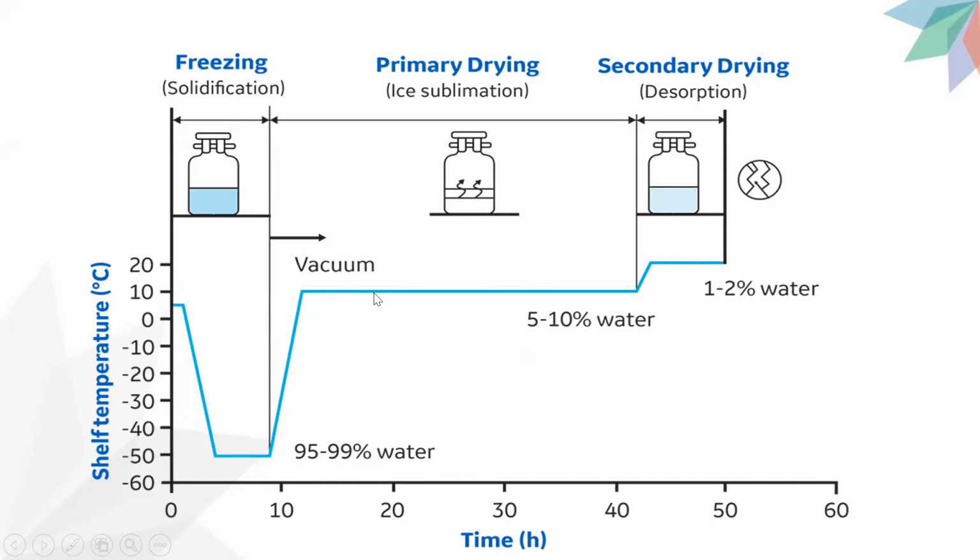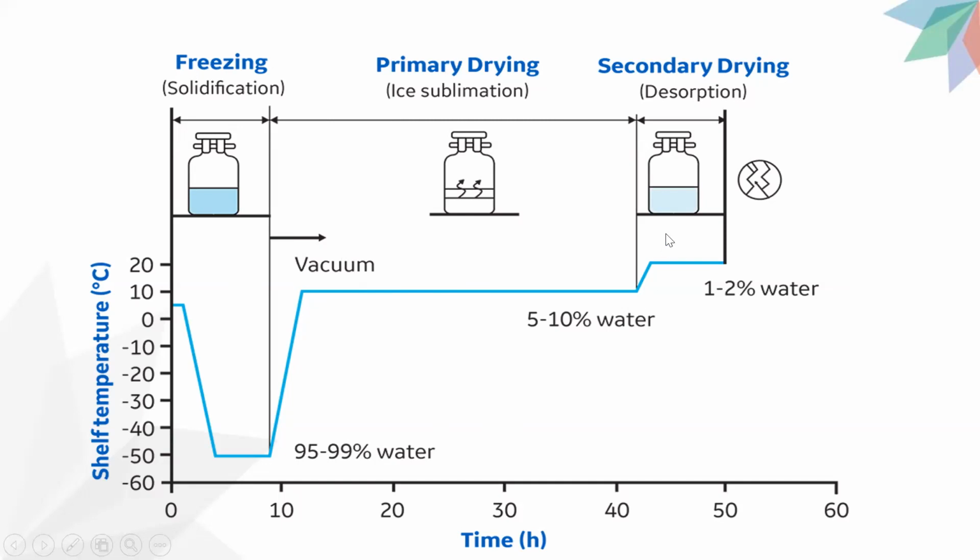In the second stage, which is the primary drying, also called the ice sublimation process, it requires an increase in temperature and the reduction in the pressure. The time required for this stage is approximately 30 hours after solidification, to keep the level of water at a percent range from 5 to 10%.